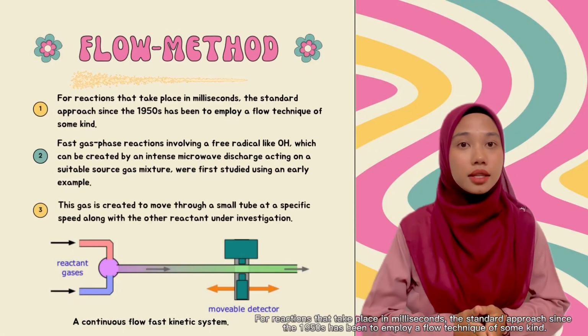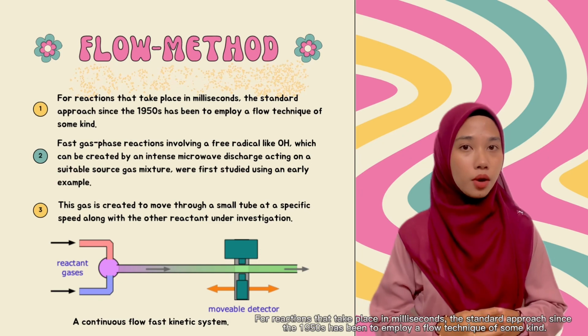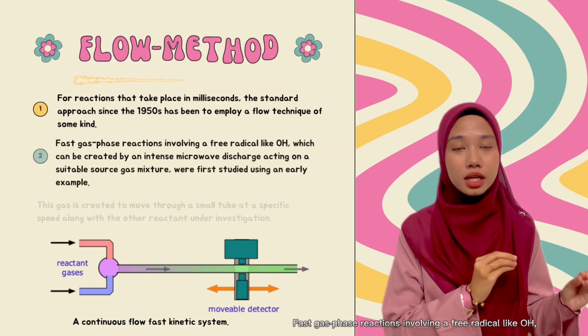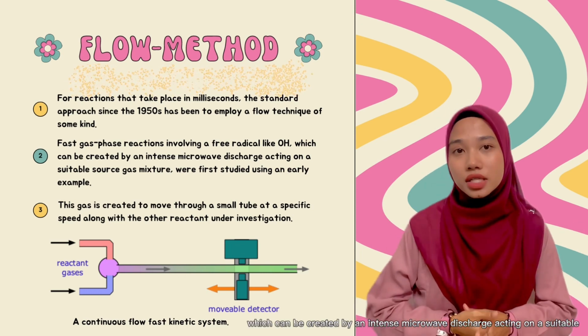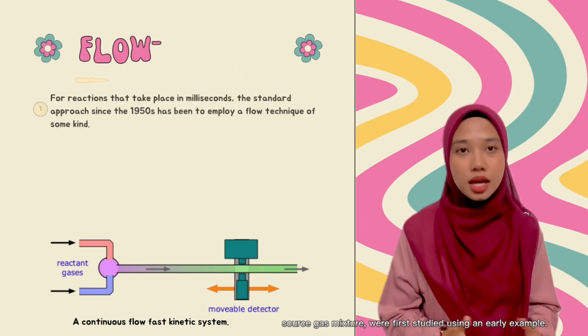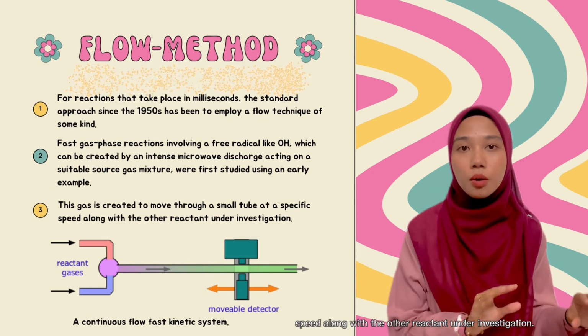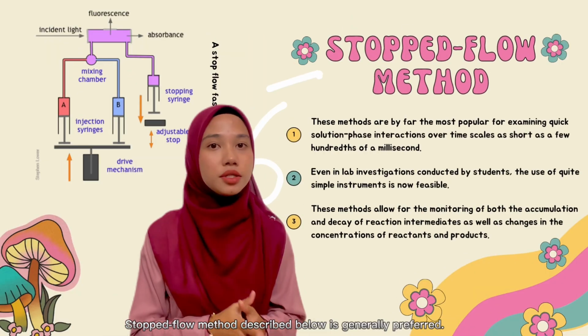For reactions that take place in milliseconds, the standard approach since the 1950s has been to employ a flow technique of some kind. Fast gas phase reactions involving a free radical like OH, which can be created by an intense microwave discharge acting on a suitable source gas mixture, were first studied using an early example. This gas is made to move through a small tube at a specific speed along with the other reactant under investigation. Stopped flow method, described below, is generally preferred.